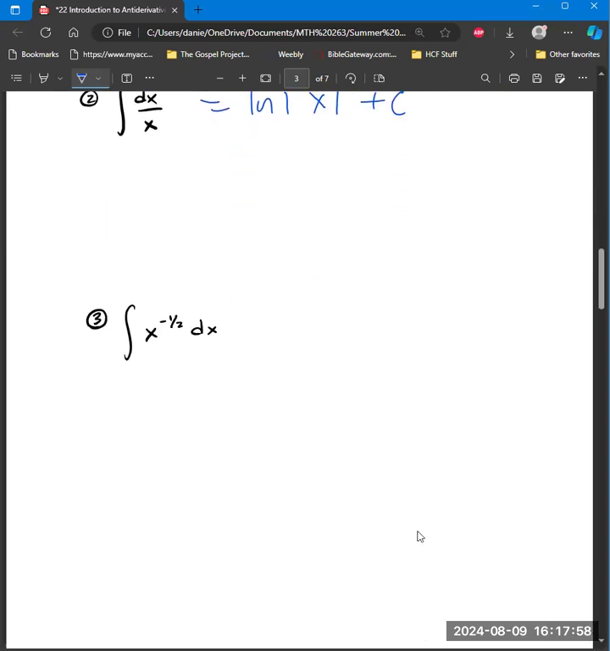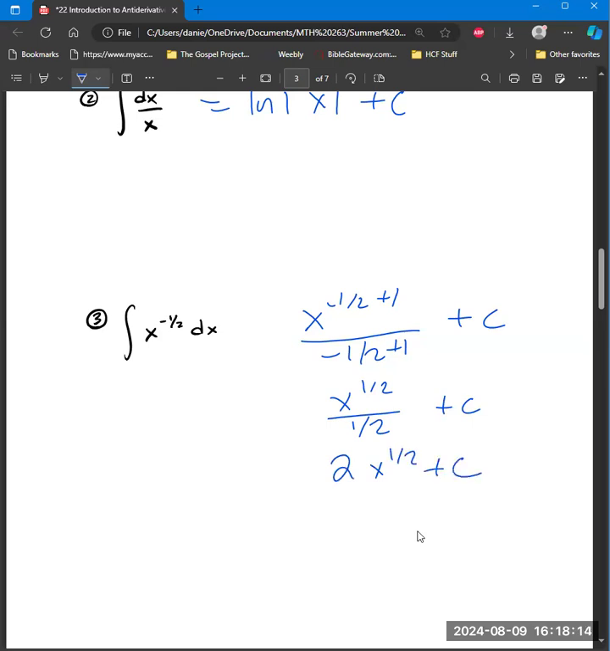But we can use the power rule here: x to the -1/2 plus 1 over -1/2 plus 1 plus c. It's going to be x to the +1/2 over 1/2 plus c. It's going to be 2x to the 1/2 plus c. So this one we can use the power rule.